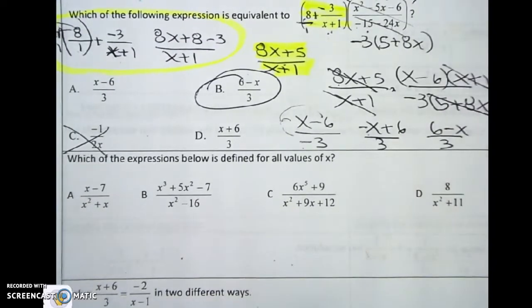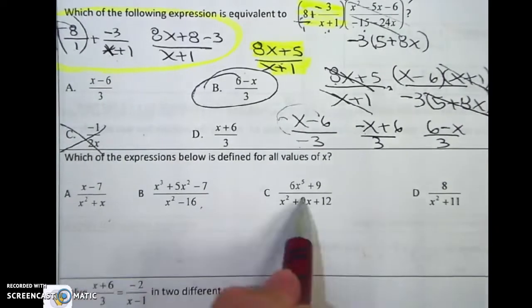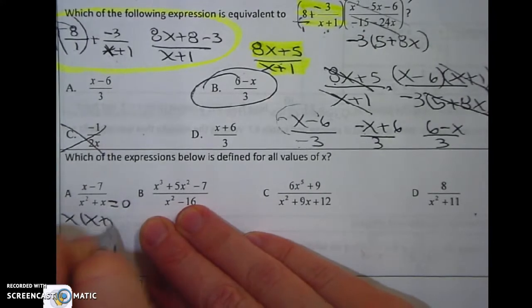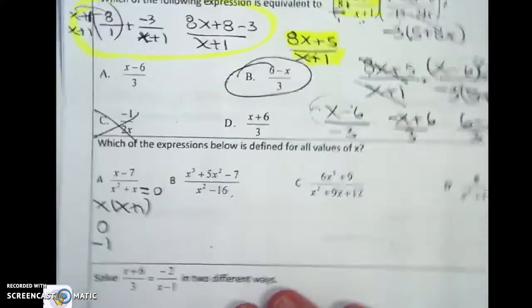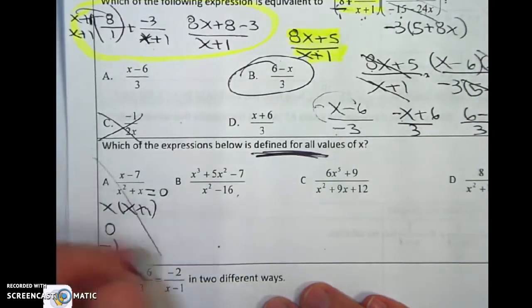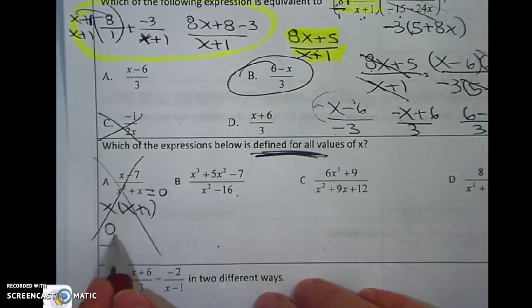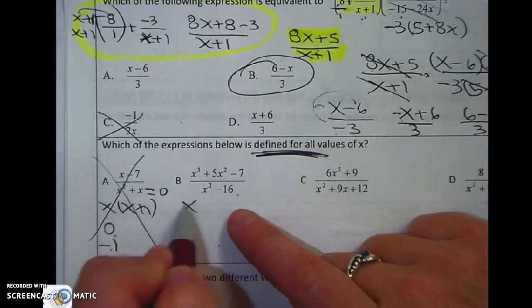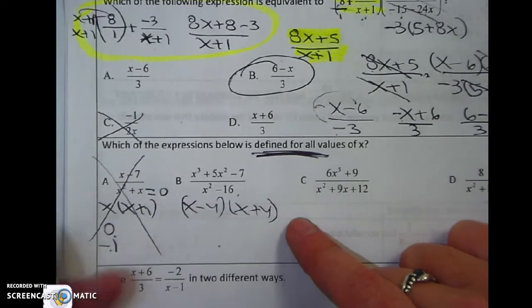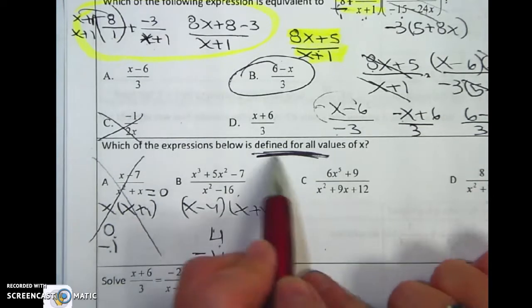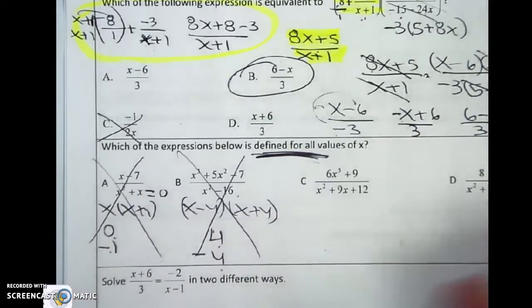All right. Which of the expressions is defined for all values of x? So this is going to be worth a bit because you're going to have to actually find the restrictions. So if I set this equal to 0, x plus 1, 0, and negative 1. This has restrictions, which means it's not defined for all values of x. So that one's out. Show your work. If you just go because there's an x and it's out, that doesn't make sense because they all have x's. Then this is x minus 4, x plus 4. So I get 4 and negative 4, which means those two are my restrictions, which means it's not true for all values. That one's out.